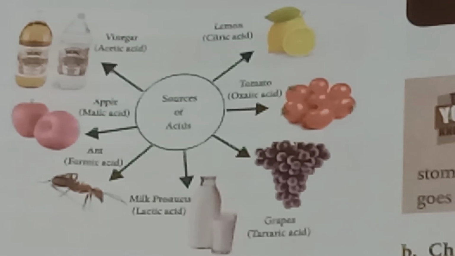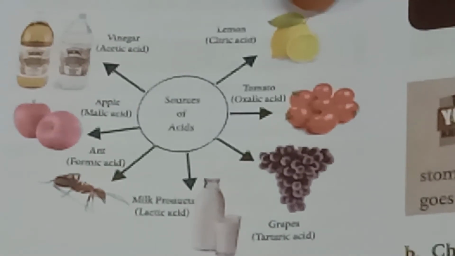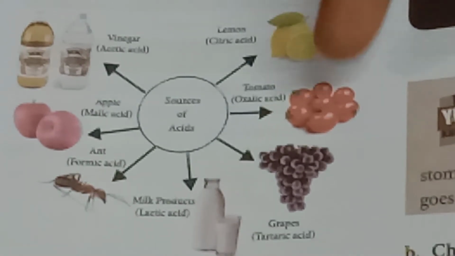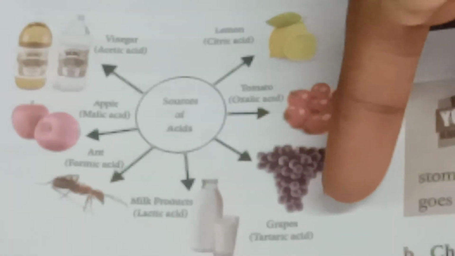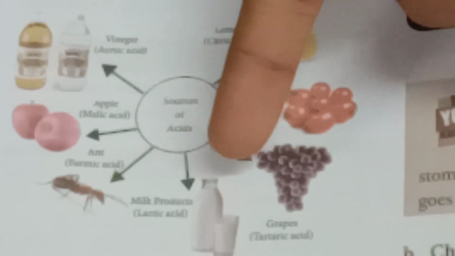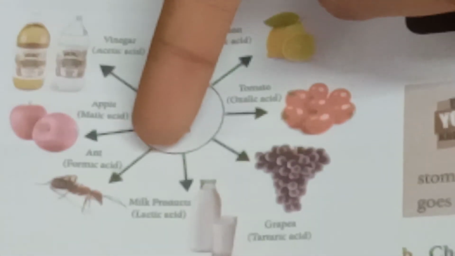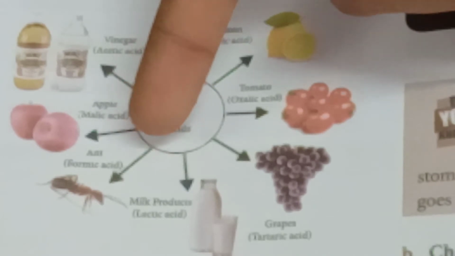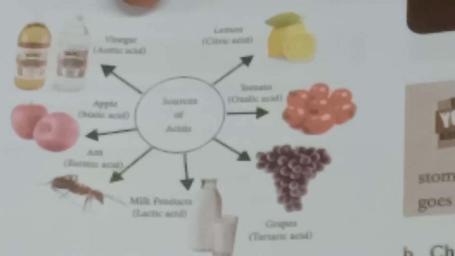These are the natural acids. From lemon there is citric acid, in tomatoes there is oxalic acid, in grapes there is tartaric acid, in milk there is lactic acid, and in the ant there is formic acid. In apple there is malic acid, and in vinegar there is acetic acid.